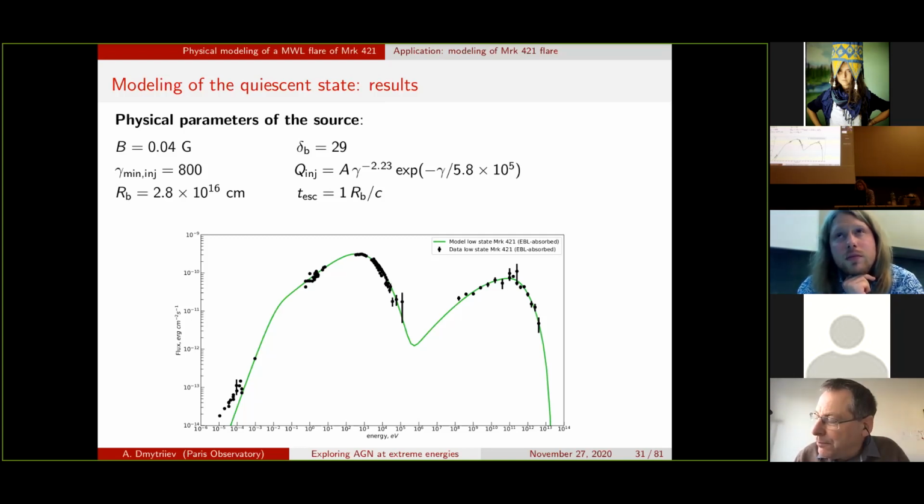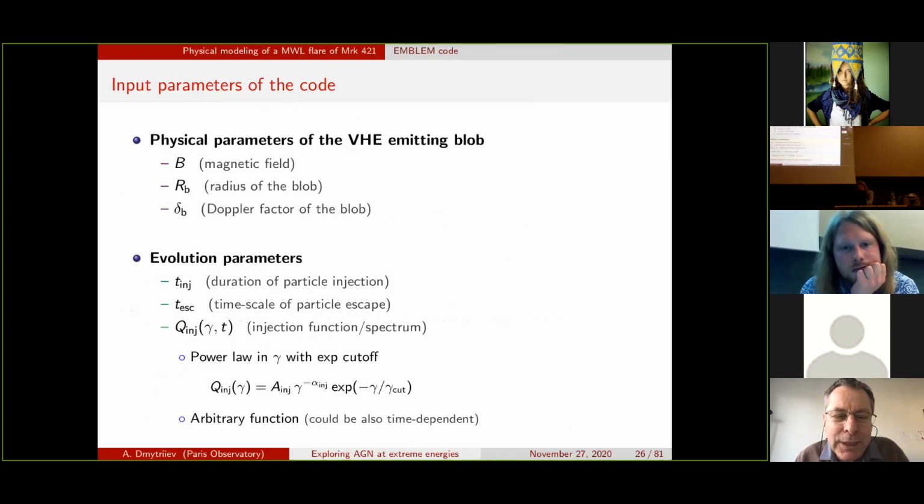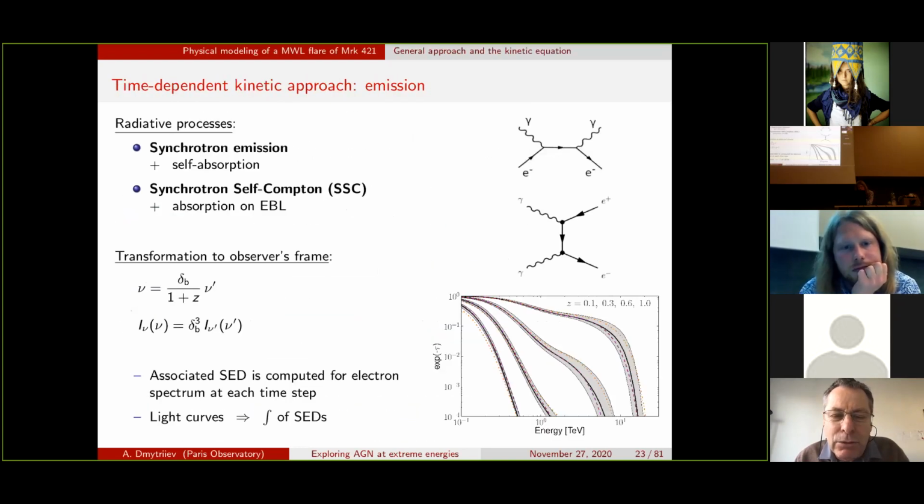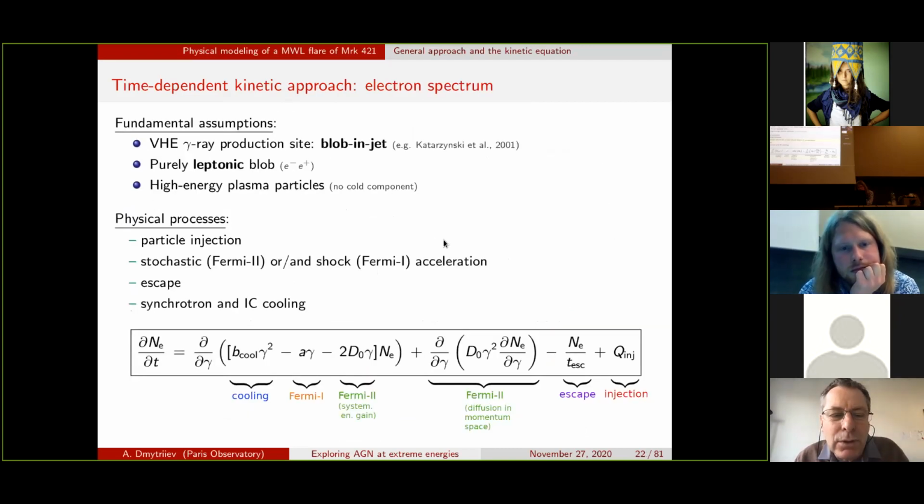Okay. I had a question about the cooling process. You said you include synchrotron and inverse Compton cooling. You always took the isotropic approximation for the inverse Compton cooling. Is it justified? Isotropic approximation meaning that there is no angle dependency, no dependency of the cooling on the direction of the particle.